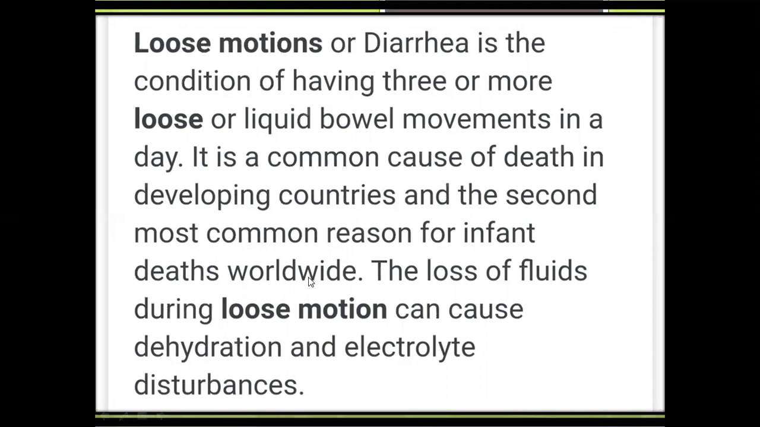Why do most infants die of diarrhea? The reason is the loss of fluids during loose motion, which can cause dehydration and electrolyte disturbances. What happens during diarrhea is that the feces is semi-liquid, and it has water in it, and also salts. Those salts contain ions, and these ions are very important for our body. And when these ions are excreted out along with the feces, then in turn dehydration and the loss of electrolytes takes place in the body, which may cause the death of the infants.